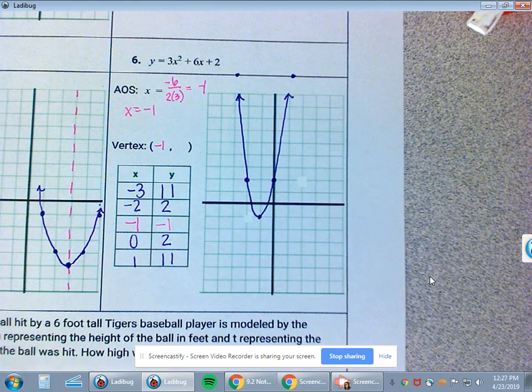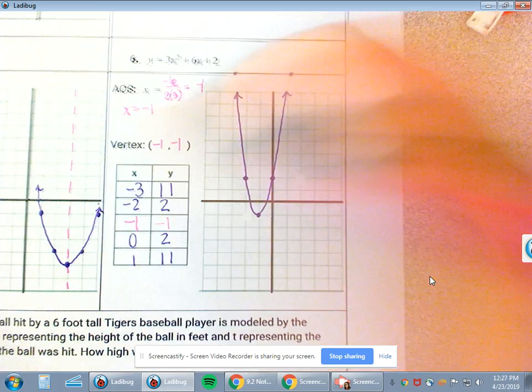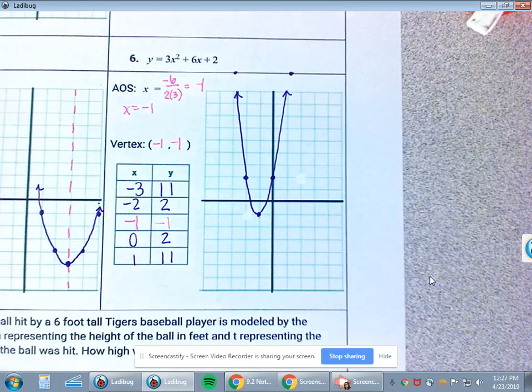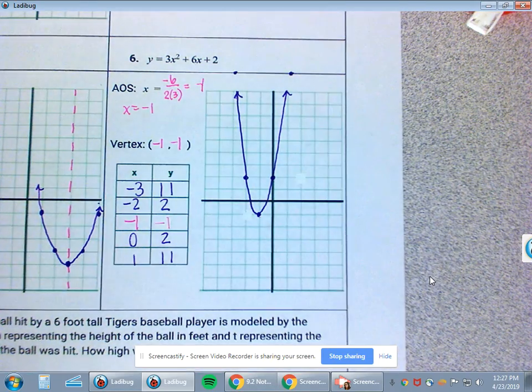All right, here's what I have for the graph. We've got our vertex at (-1, -1) down here. These points kind of went off my graph, but you get an idea where they're heading up to. Hopefully this one looks okay. Let's look at one more.